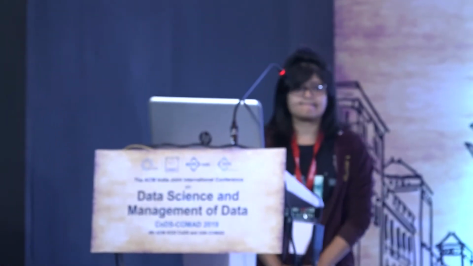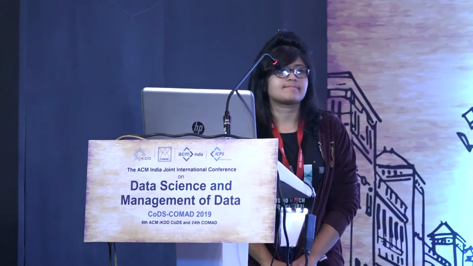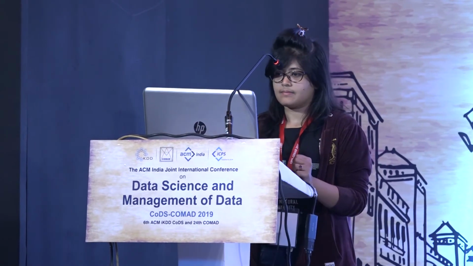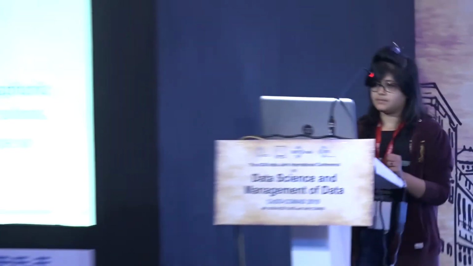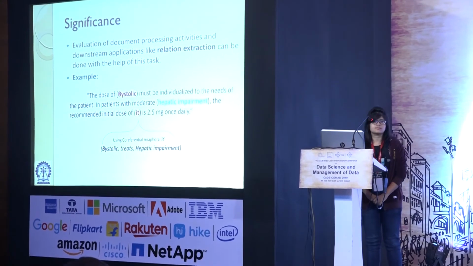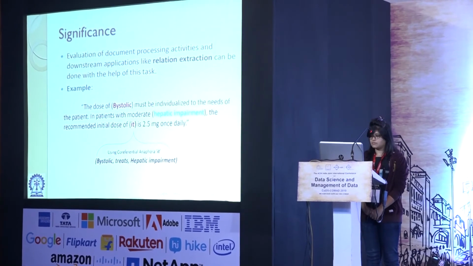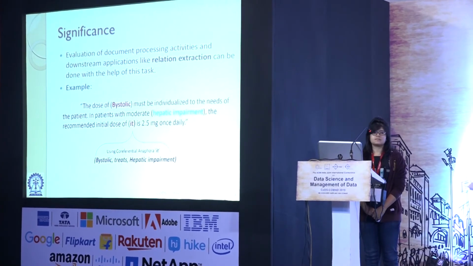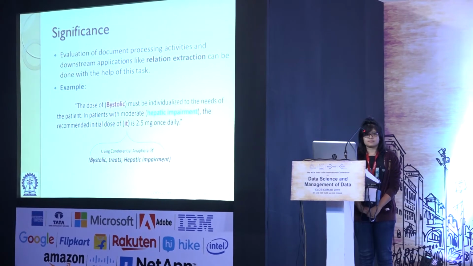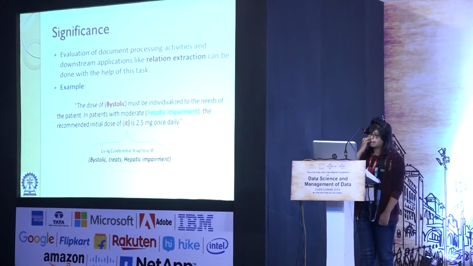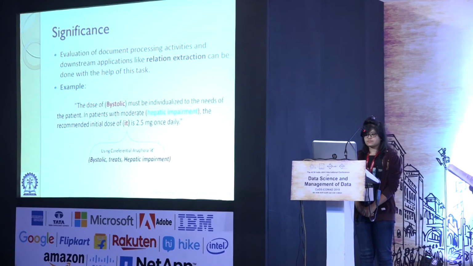Any other question? Coming to that question, please go back to slide number 3, the Bystolic one. So Ishani, if instead of the earlier mention we have a "for" there, and the recommended initial dose for it is 2.5 mg, then there comes an ambiguity, isn't it? It may be related to hepatic impairment, or it can be for the drug also. So how do you handle such cases?